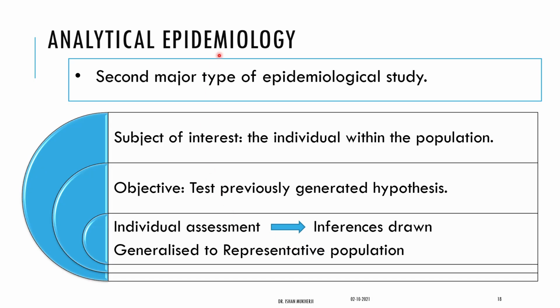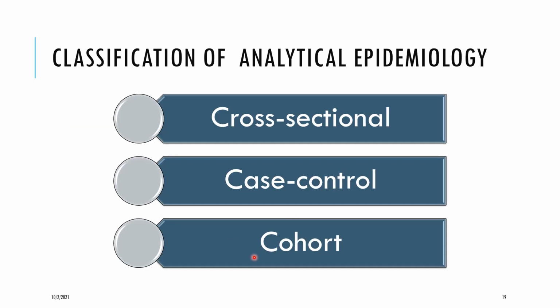Next, moving on to analytical epidemiology. It is the second major type of epidemiological study. Over here, the subject of interest is the individual within the population. And the objective is to test a previously generated hypothesis, a hypothesis which we will come to from our descriptive study. So the major types of analytical studies are the cross-sectional studies, case control studies, and cohort studies.